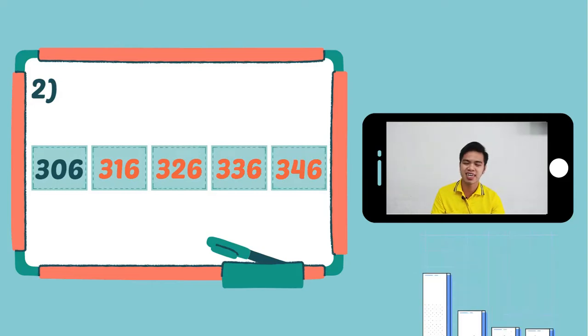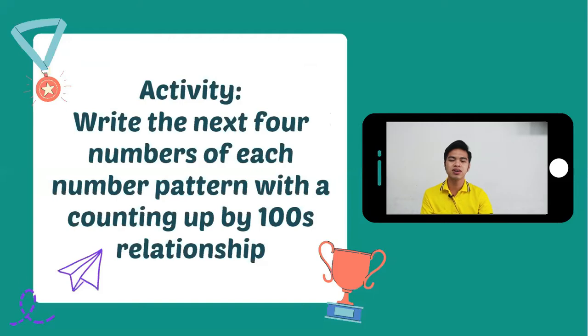Good job, kids! So now, let's go to the next activity. Here we are going to write the next 4 numbers of each number pattern with a counting up by 100s relationship. Okay, a while ago, we added 10 to complete the pattern. But here we're going to add 100. Okay, so let's go and proceed to the first number.